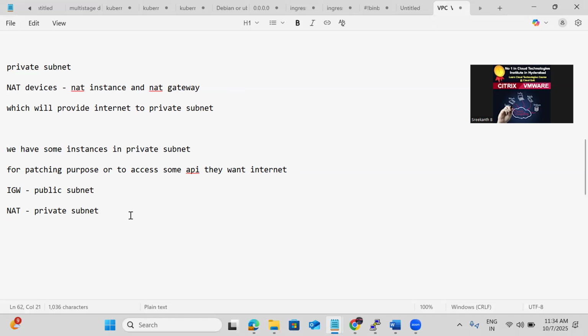Then we have two more resources: NACL versus security groups. What is the difference between NACL and security groups?